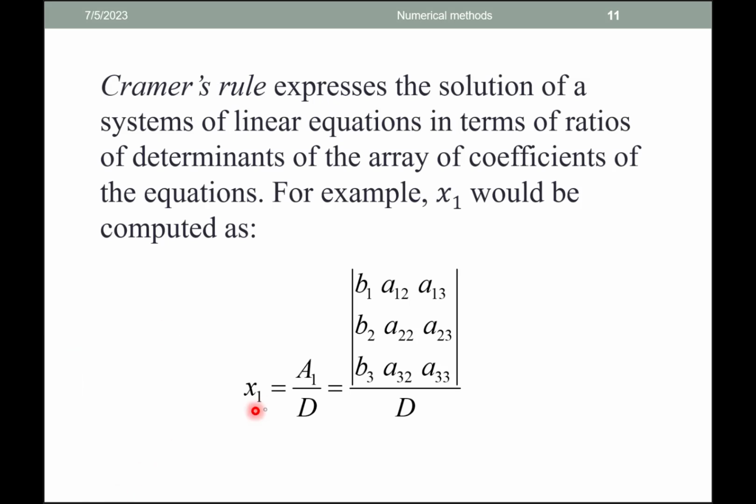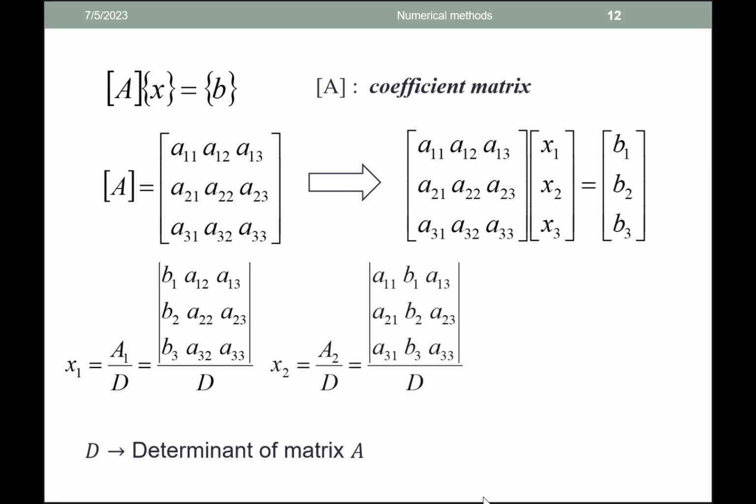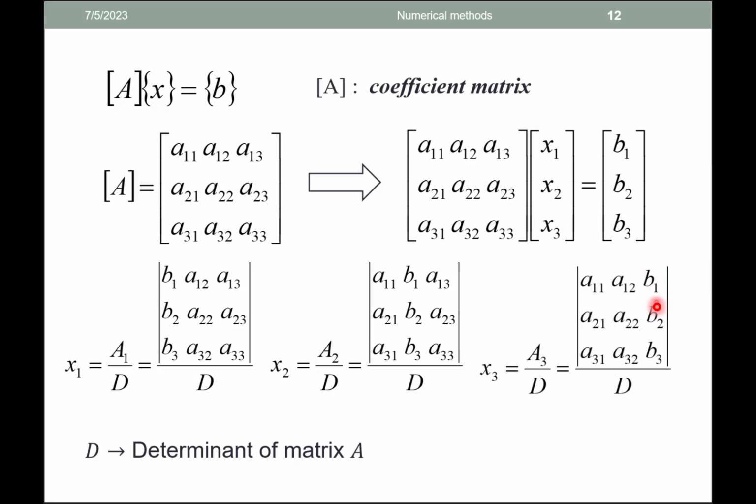In this case, I see a 1 here, so I'm going to replace column 1 with the B vector. So this is b1, b2, b3, and the rest of the coefficient matrix stays the same. That's how I get x1. Similarly, for x2, I have A2, where I replace the second column with the B vector to solve for x2. And for x3, I replace the third column to solve for A3 and get x3.